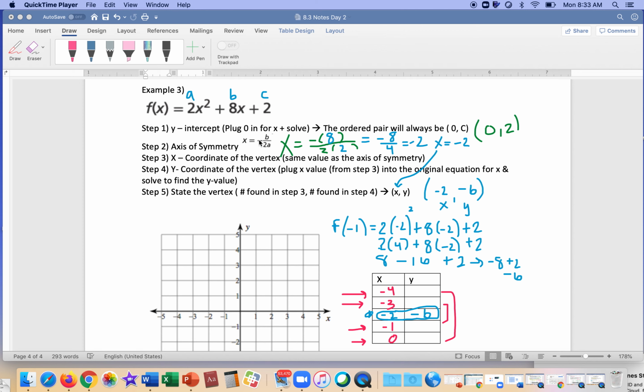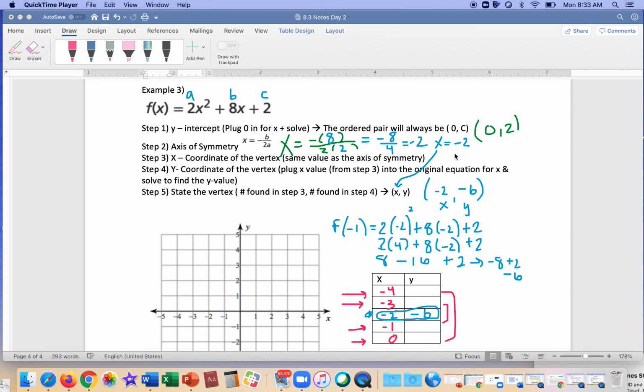So we know we're going to touch (0, 2) on the y-axis. Then the axis of symmetry is the vertical line that would slice through our graph in half, and that's why it would end up being the x-coordinate of the vertex. It's a vertical line. X equals negative b over 2a. So negative, where b is 8, over 2 times a. So it's negative 8 over 4, negative 2, so x equals negative 2.